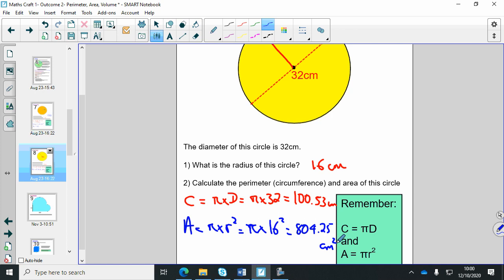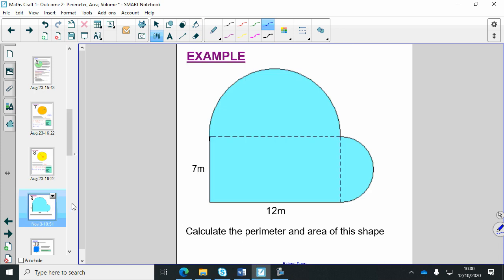Okay, I'm going to look at a slightly trickier example. We need to work out the perimeter and the area of this shape. So I've got to split it into various different parts. I'm going to call this top semicircle A and this right-hand semicircle B, and I'm going to call this inner rectangle C. To work out the perimeter, I'm going to need to work out the length around the outside. So that's going to be this length, this length, this length, and this length. Not the ones on the inside, just the ones on the outside.